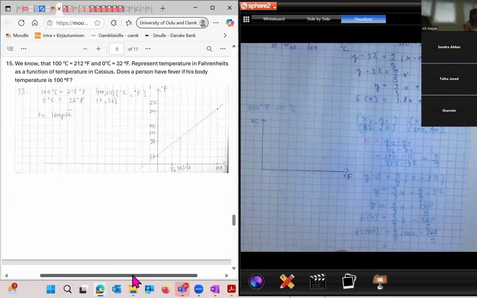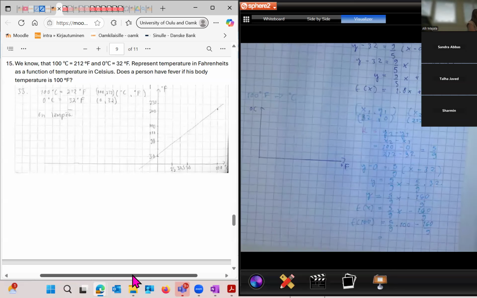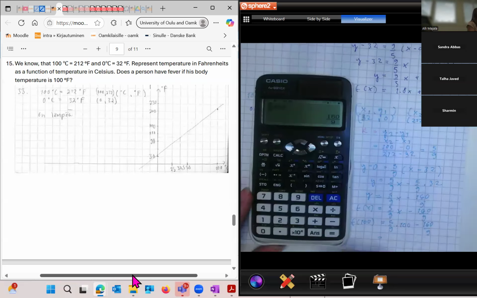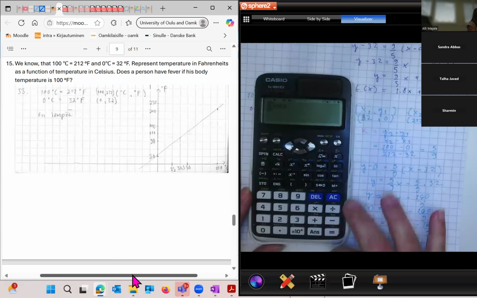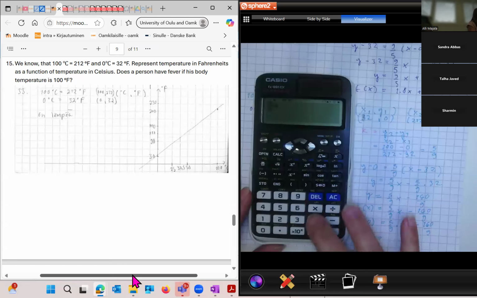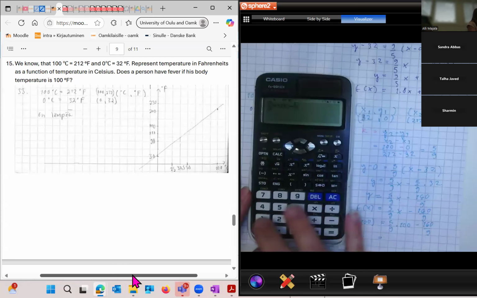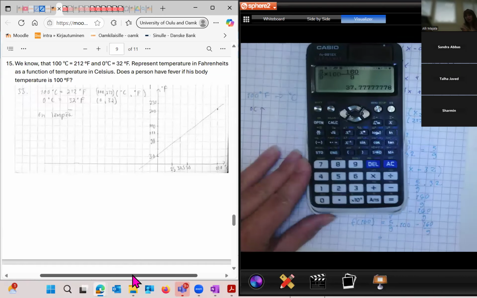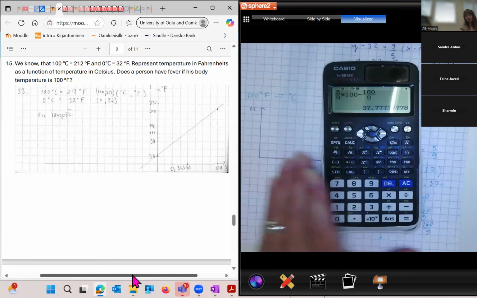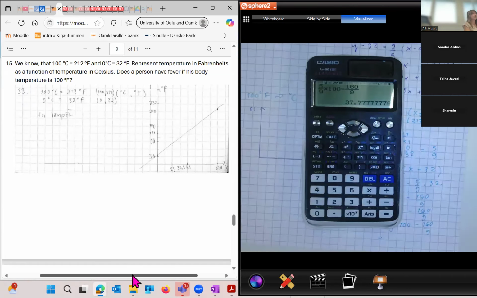And then I get something, and I'll just calculate it with a calculator. So I have 5/9 times 100, minus 160 divided by 9, which is something like this. So now I actually get the correct answer here after all this hassle.